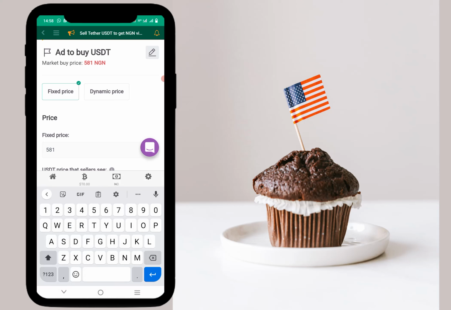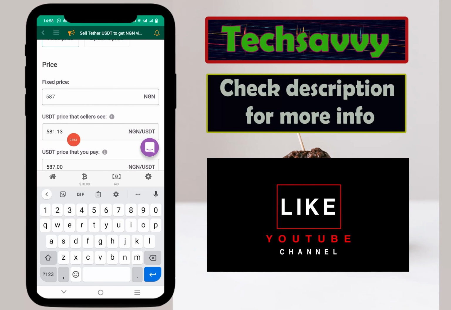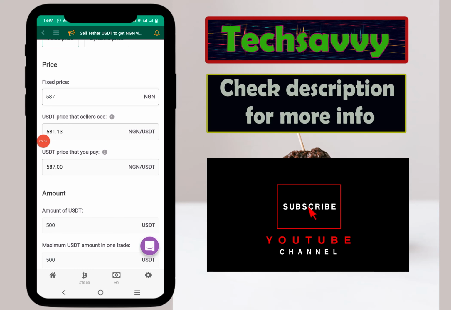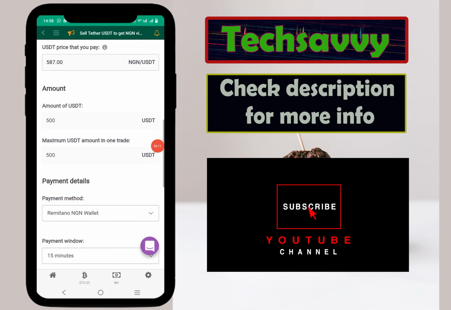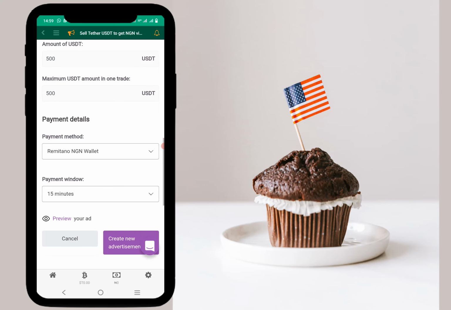Since I know it's 6 naira Remitano takes as fees, what I'll simply do is add 6 to this, making it 587. So you can see with that, the seller is going to see a price of 581. If the seller is saying 581, it means I'm going to pay this person 581 naira for every USDT that I buy from them. And on the other hand, Remitano still collects 587 from me. So that's it. First and foremost, you now know how to set your ads, which is a good one.